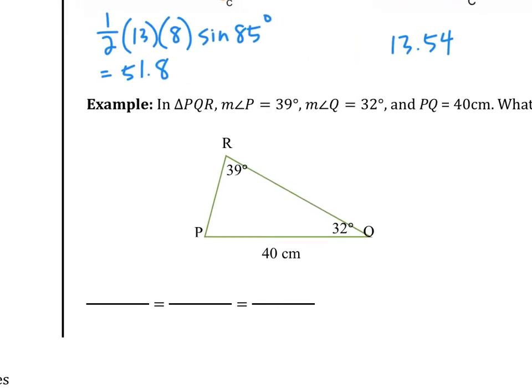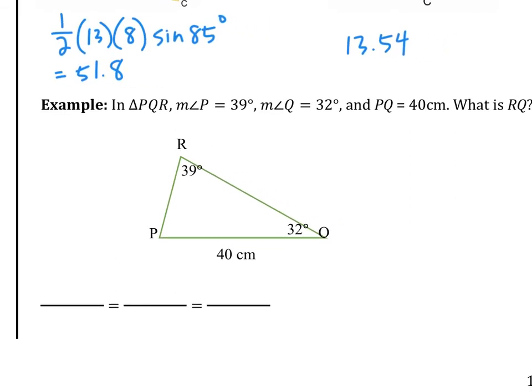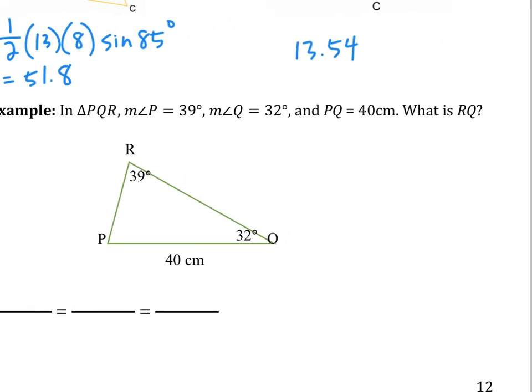All right, now moving on to another thing. Let's look at this triangle. In this triangle PQR, measurement of R is 39 degrees. Measurement of Q is 32 degrees and PQ is 40 centimeters. What is RQ?